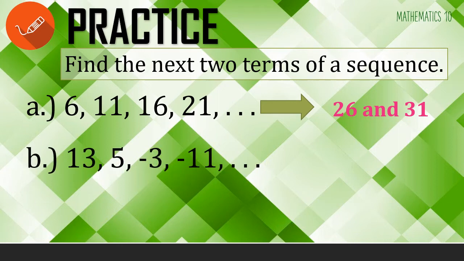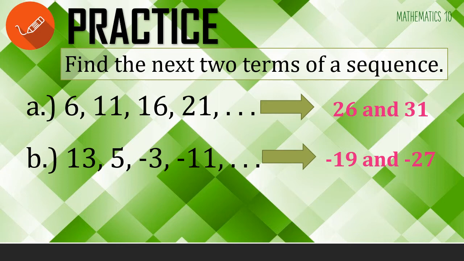Okay, next example, we have 13, 5, negative 3, negative 11. So what do you think will be the next 2 terms of this given sequence? So observe. The pattern in the given sequence is simply subtract by 8, or you may add negative 8. So maybe I'll just use subtract by 8.